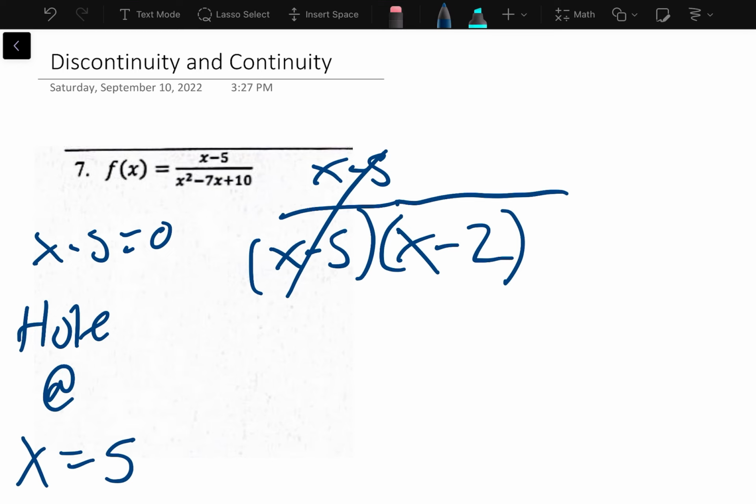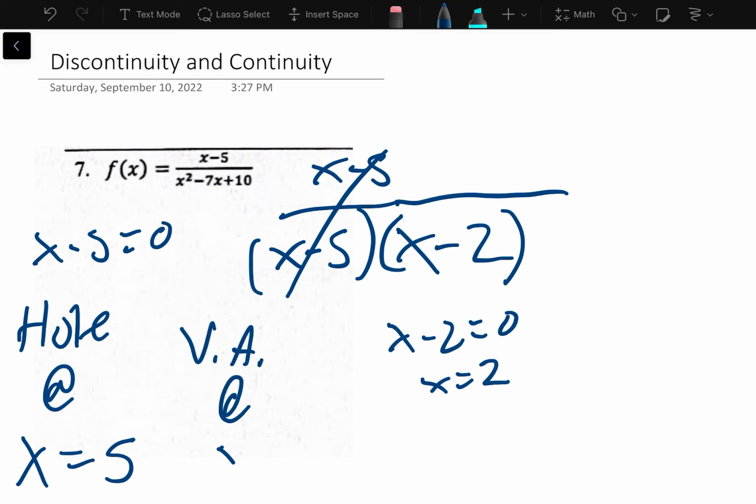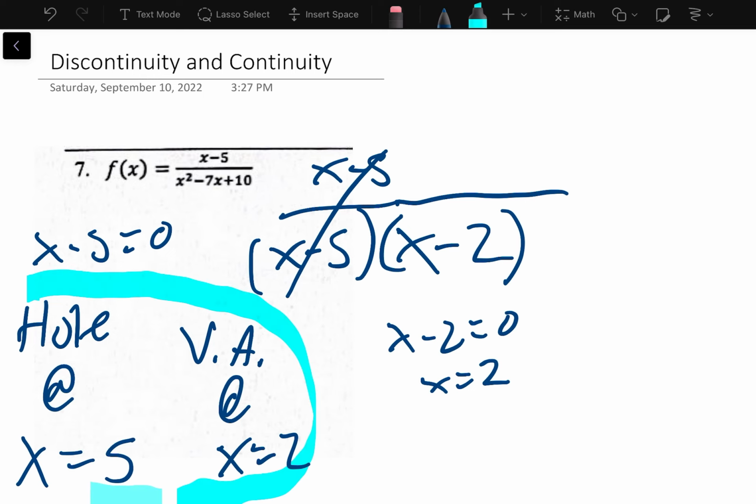Awesome. And then whatever's left in your denominator is your vertical asymptote. So then x minus 2 equal to 0, x equal to 2. So there's also a vertical asymptote at x equal to 2. And this is your answer for this first question, as I was asking for it: the hole and the vertical asymptote. Awesome.